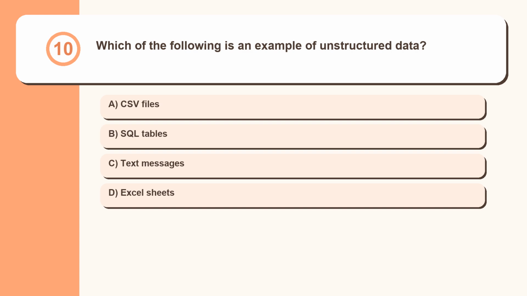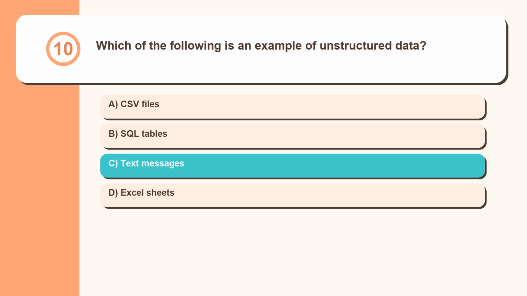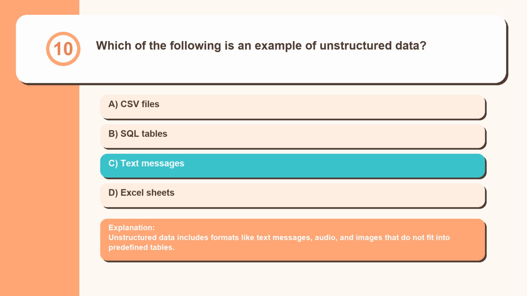Question 10. Which of the following is an example of unstructured data? CSV files, SQL tables, text messages, Excel sheets. Unstructured data includes formats like text messages, audio, and images that do not fit into predefined tables.